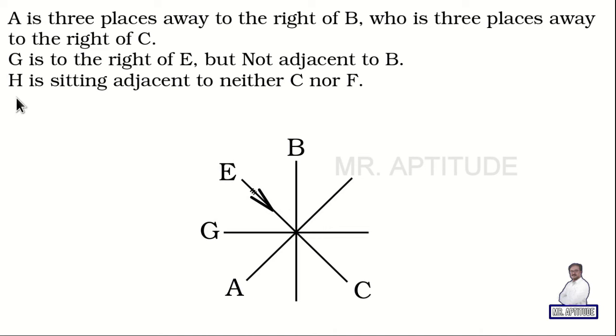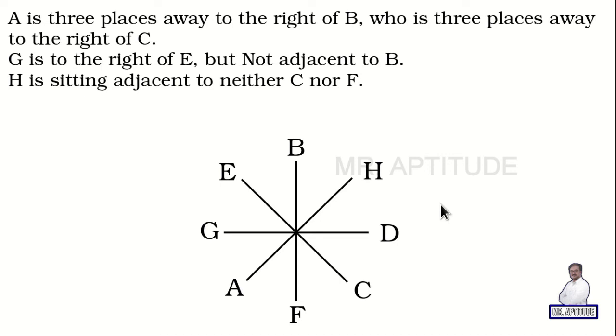Now let us look at the next condition. H is sitting adjacent to neither C nor F. Let us go with this. As we know that it's C and we know that H is not sitting next to C, you cannot place H here and you cannot place H here. So this is the only place we are left with to place H. So let it be H. And we know that H is not sitting next to F. So this person should not be F. So this person will be F, and this person should be D. So this is the final arrangement.